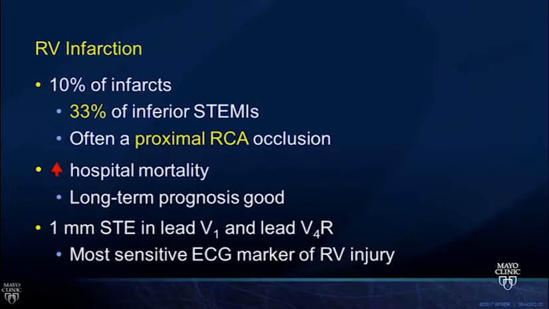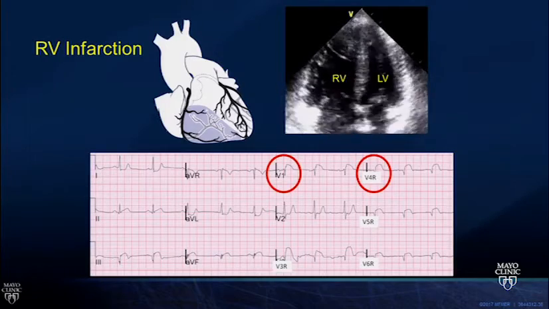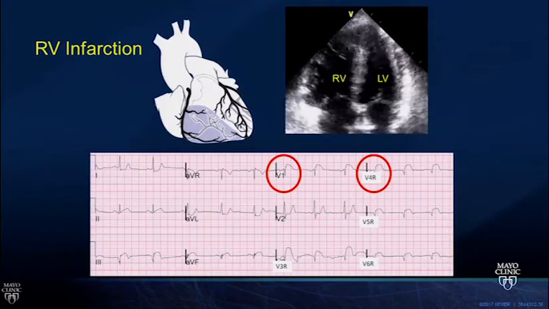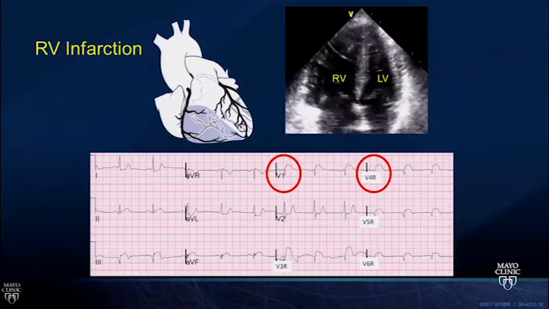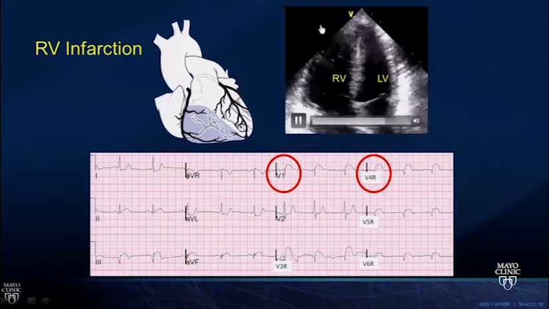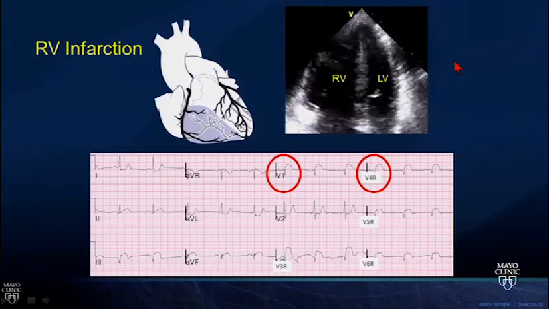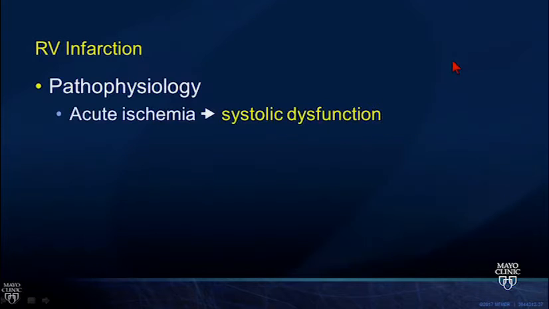Diagnosed by a 1 millimeter elevation in either leads V1 or V4R, shown in both leads here. And here we have an accompanying transthoracic echocardiogram shown in the apical 4-chamber view, and we can see that the right ventricle is dilated and diffusely hypokinetic in this patient experiencing an acute RV infarct.